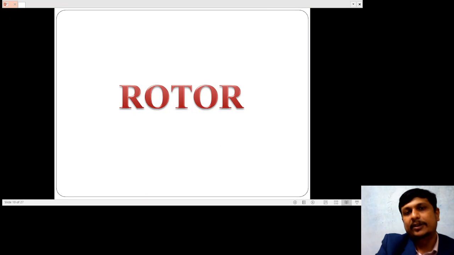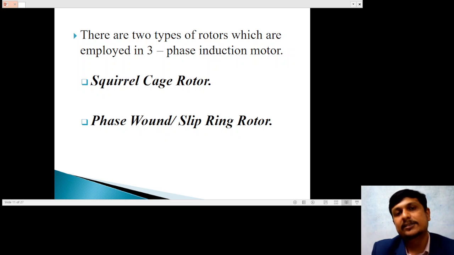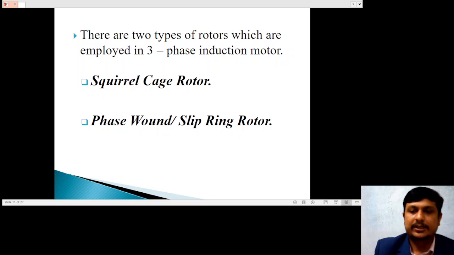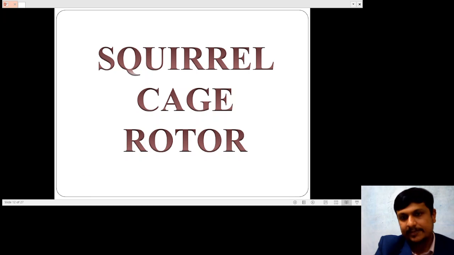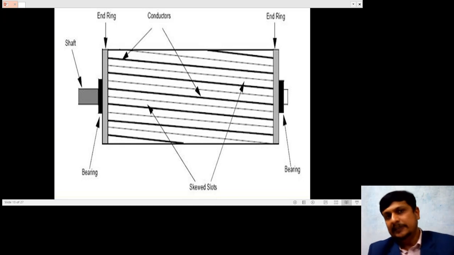Now the rotor. If we are talking about the rotor, there are two types of rotor in an induction motor. The first one is the squirrel cage rotor. The second one is the phase wound rotor, also called the slip ring rotor. First we will see the squirrel cage rotor. This is the construction of a squirrel cage rotor.